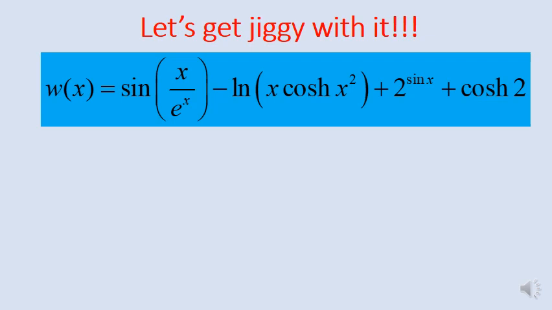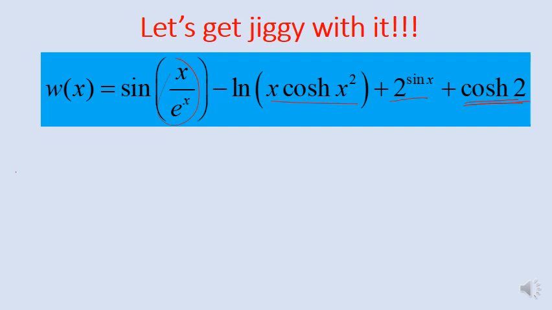Yes, it is. And the reason for this, and this is as bad as it gets here, is that you got sine of x over e to the x, so that's a quotient straight away. You have a product over here. 2 to the sine x, very interesting. Cosh 2. What is d/dx of cosh 2? Do not tell me it's sine 2. Cosh 2 is a constant, so d/dx of cosh 2 is 0.